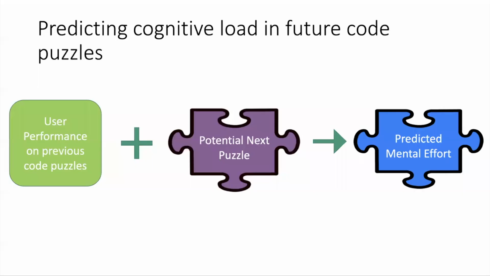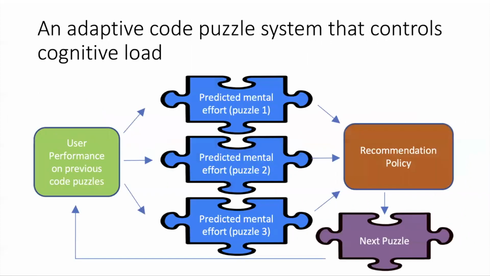In a previous study, our lab has shown that we can predict what level of cognitive load a learner is likely to experience on a future code puzzle based on their interactions in previous code puzzles. We propose an adaptive learning system that uses user performance to recommend puzzles likely to introduce the optimal cognitive load for learning, allowing the user to progress through a code puzzle system at their own pace.